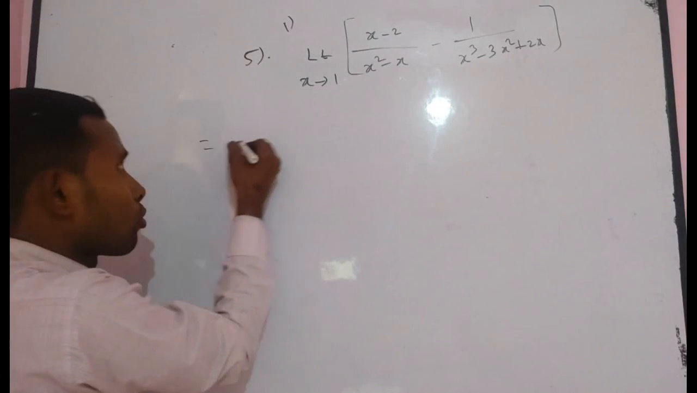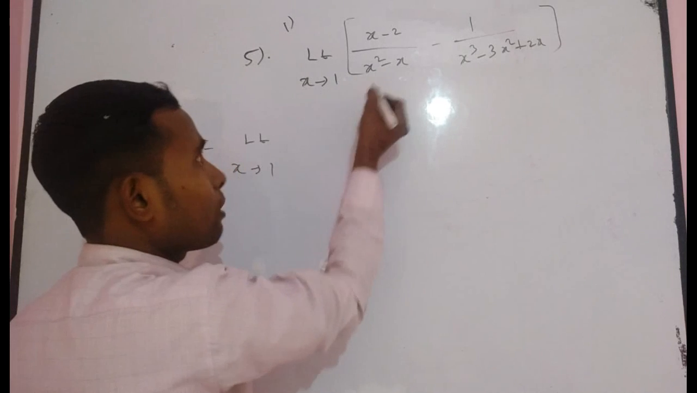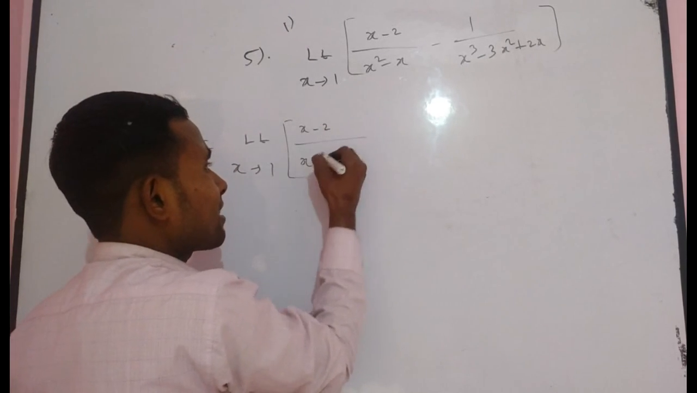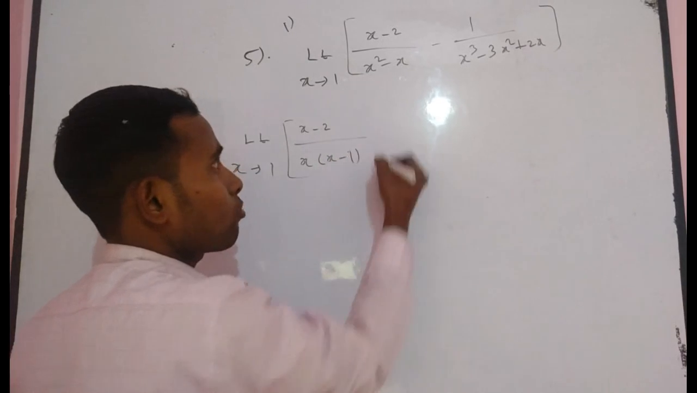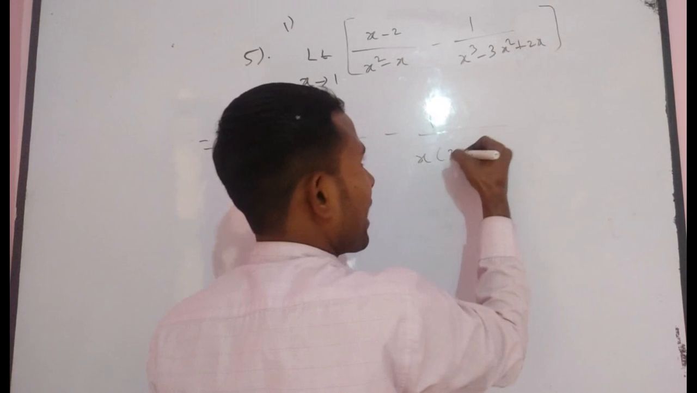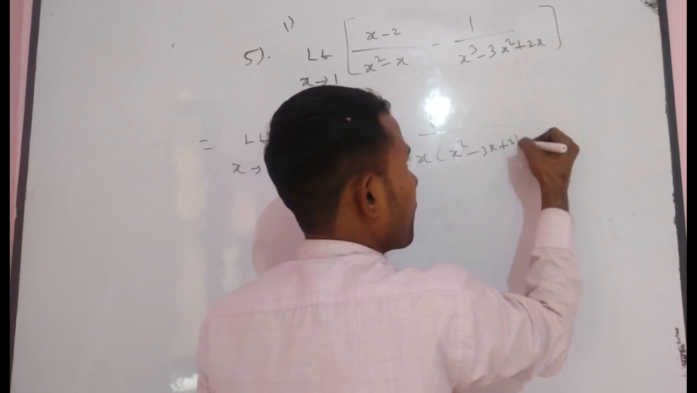If you try to simplify it, can you write limit x tends to 1? Simply you have to firstly take the LCM. Before taking the LCM, you have to write it in standard form. Can you write it x into x minus 1 minus 1 upon, if you take common x here, you get x square minus 3x plus 2.